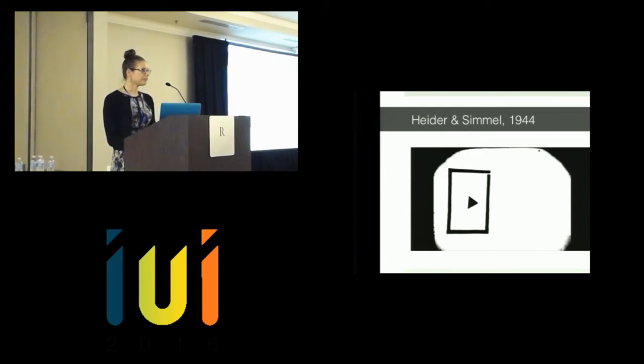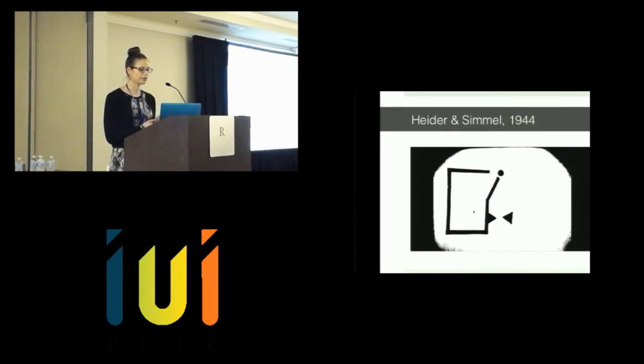So in 1944, there were 2 social psychologists named Fritz Heider and Marion Simmel that made this short film, which I'll start playing. The film simply shows some moving shapes, as you can see. Specifically, we have a circle, 2 triangles, and a box with a hinged opening. They did this as part of an experiment where they showed this film to people and asked them to describe what they saw. They found that people largely described the moving shapes in terms of human behavior.